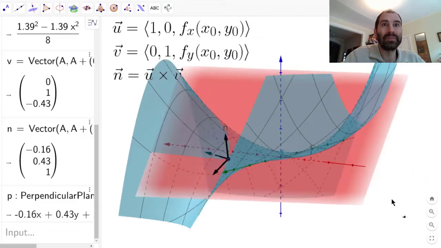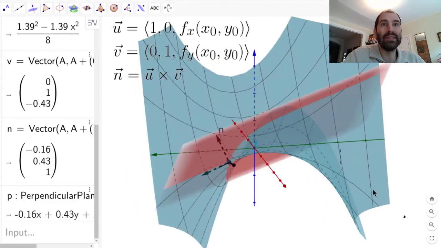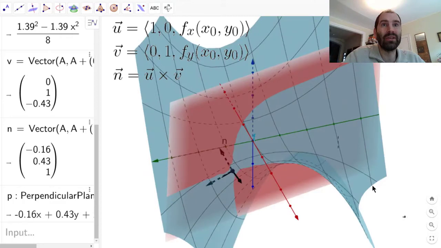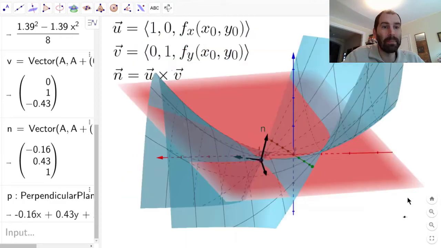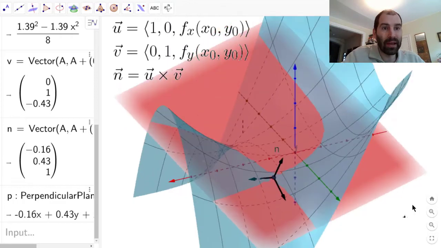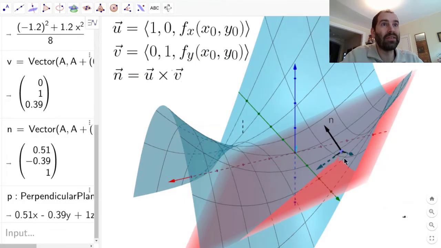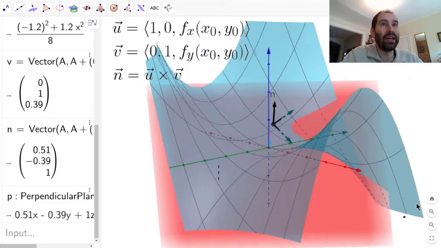So if I look here, you can see that that red plane is tangent to the surface. It's just brushing by the surface at that point. It's the best linear approximation to the surface. As flat things go, that's the best you're going to do, right? So if I move this point around, you can see that the tangent plane is going to change.